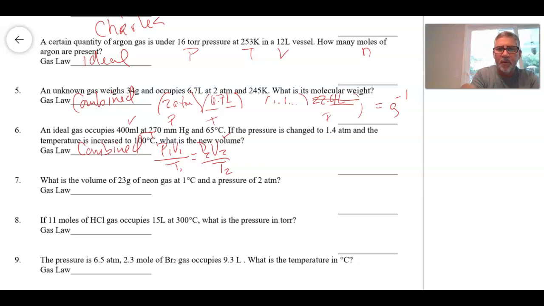Right? So I start substituting in. So my P1 is 270, 65 Celsius. Remember, I have to change that to Kelvin, so that's 338 Kelvin. Remember, it's 273 plus the 65. And my V1 was 400.